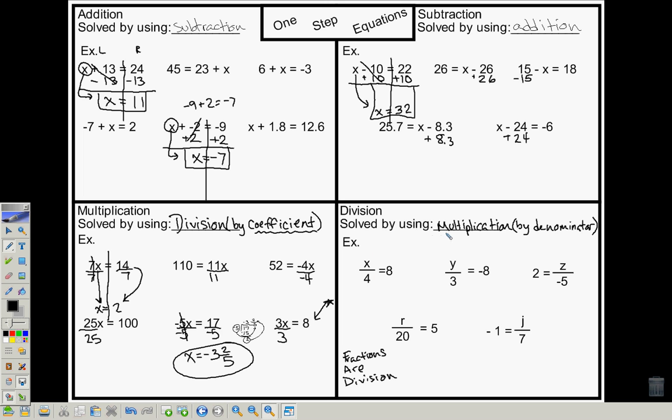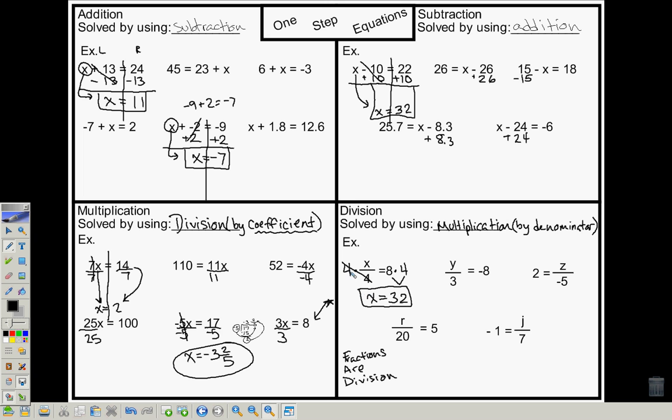They will be solved by the opposite, the inverse operation of multiplication. Multiplication, division, opposites. Addition and subtraction, opposites. So we'll be multiplying by the denominator. That means the number obviously on the bottom of this fraction. We need to multiply both sides by the denominator. So we multiply this left side by the denominator and the right side by the denominator. This, just like in all other examples, cancels the whole numbers on the left side of the equation, leaving us with just x. And x is equal to 8 times 4, whatever that is, 32.